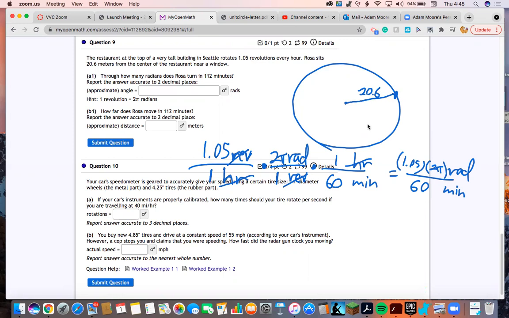But whatever. What's cool about this, guys, is now we can answer the question. They're saying, through how many radians does Rosa turn in 112 minutes? There's a lot of ways to do this. What I might recommend is just divide this stuff up and say 1.05 times 2 pi divided by 60. And what that will give you is some number of radians per minute. You know, if you divide that number by 60, it will give you however many radians you're going through per minute, and that'll tell us our radians per minute speed.